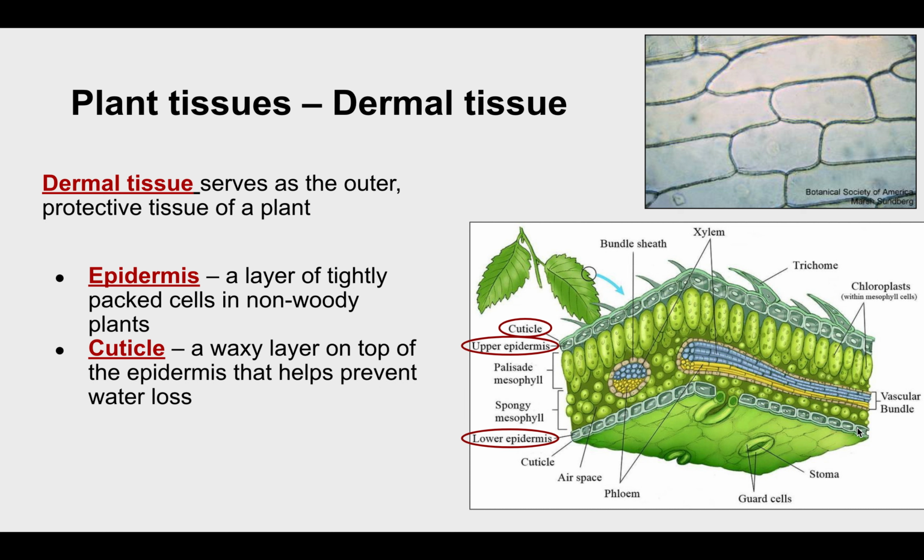But we can also talk about the cuticle. Now the cuticle is not a cell, right? So it's technically not part of a tissue, but we try to clump it in with dermal tissue because it directly plays a role in protecting the plant. The cuticle is this waxy layer that's on top of our epidermal cells. And this waxy layer is going to help prevent the plant from losing too much water. Right? So it's this waxy substance that prevents water loss.